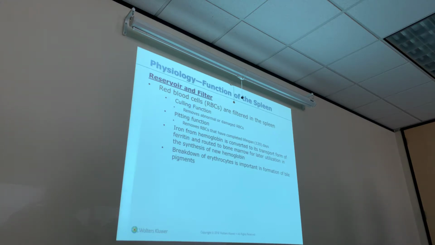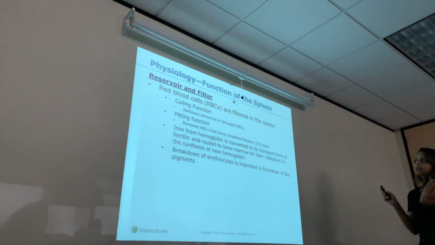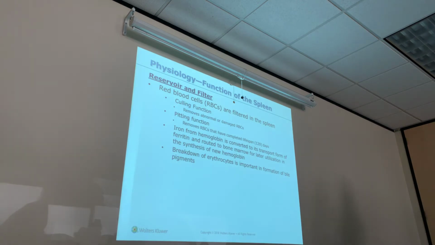The red blood cells are filtered in the spleen. It has two different types of function. The culling function removes any abnormal or damaged red blood cells. So if it's not in its normal shape, the culling function will remove the red blood cell. The pitting function: the red blood cell goes through a cycle in our body for 120 days. After the 120 days, the pitting function is what removes the red blood cell.